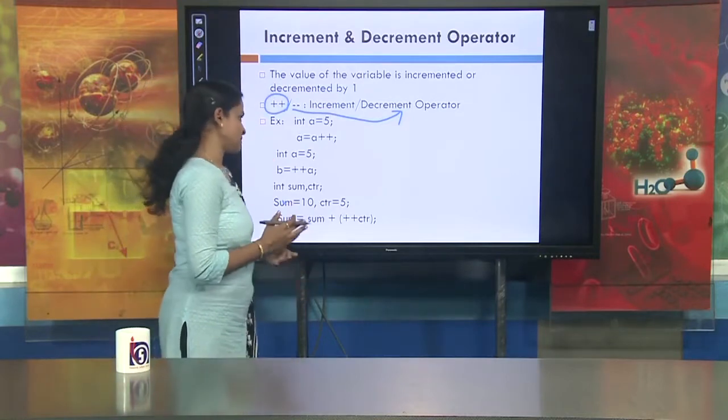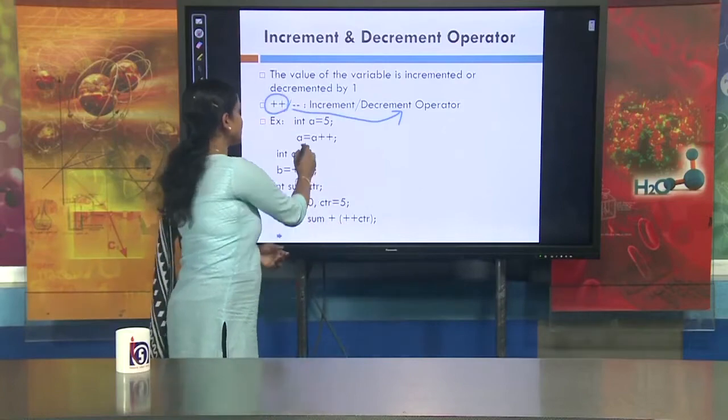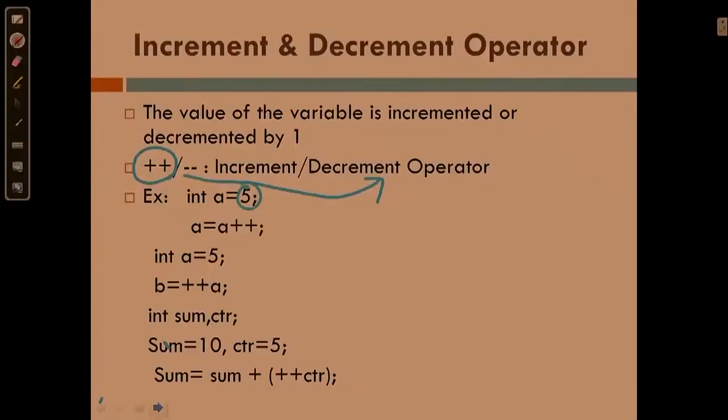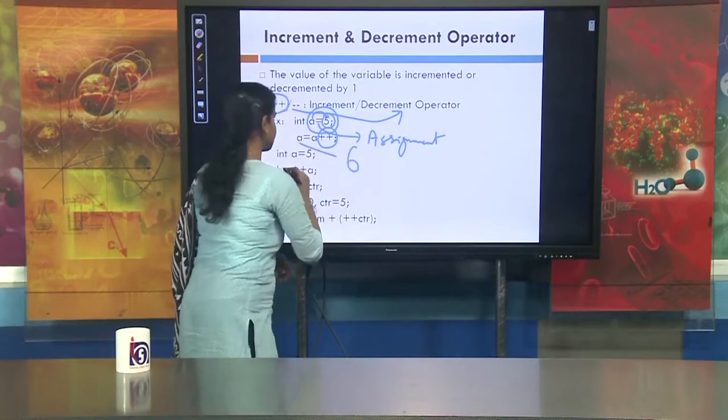So, this is the example I have given. Let's see how to use the increment or decrement operators. Here, for A, I have assigned 5. Here we have used the assignment operator. Then next I have written A equal to A plus plus. Here I have used the increment operator. The value of A will increase by 1. So the initial value of A is 5, then 5 is incremented by 1, and the value of A becomes 6.